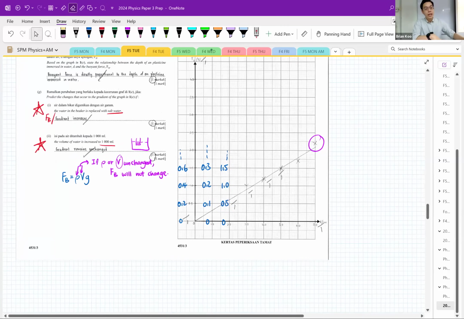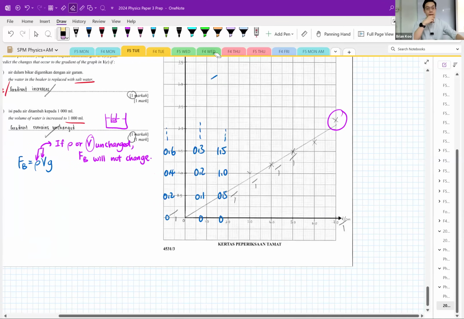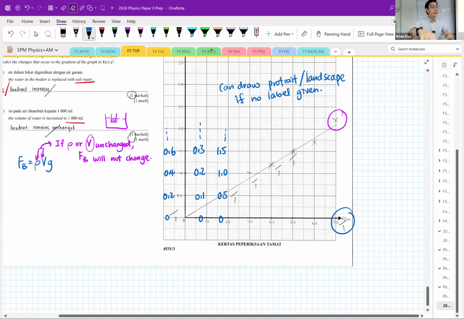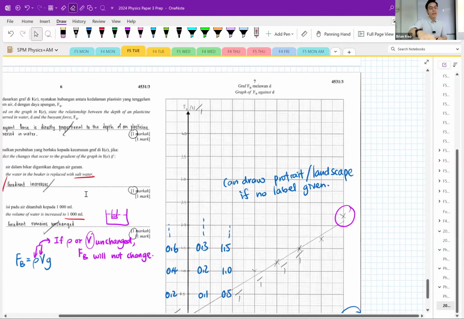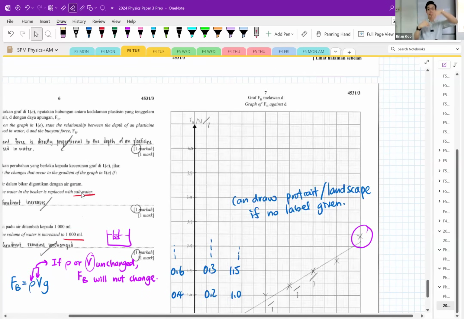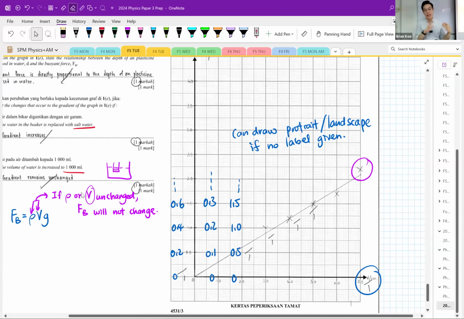Guys, if they didn't label the axis, if they just give you a blank graph paper, you can draw portrait or landscape. If they didn't draw the axis ready for you, if it's just a blank graph paper, then you can turn your paper. Or else, you follow what is given.